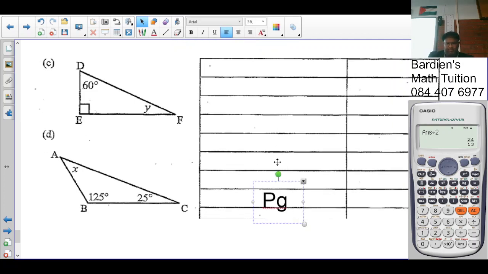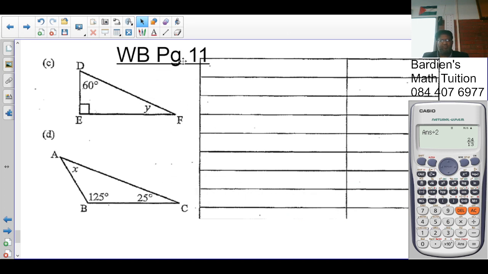No problem. Great. This is page 11, eh? Okay. You have to do... This is workbook, page 11, and you have to do page 12. But this is on page 11. Right. So we start.